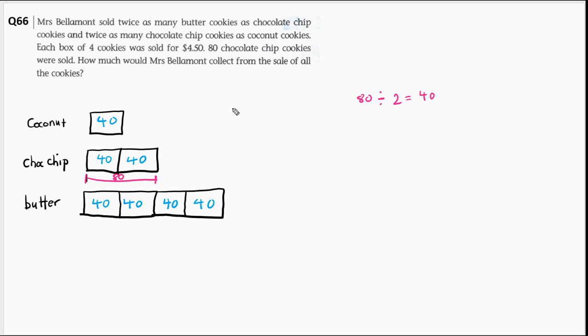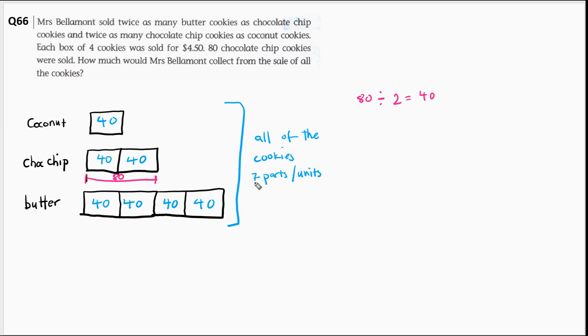So what can I do here? Well, what do I need to know? It says, how much would Mrs. Bellamont collect from the sale of all of the cookies? So I need to know how many cookies there are. So this is all of the cookies. How many of them are there altogether? Well, I've got 1, 2, 3, 4, 5, 6, 7 units, or 7 parts.